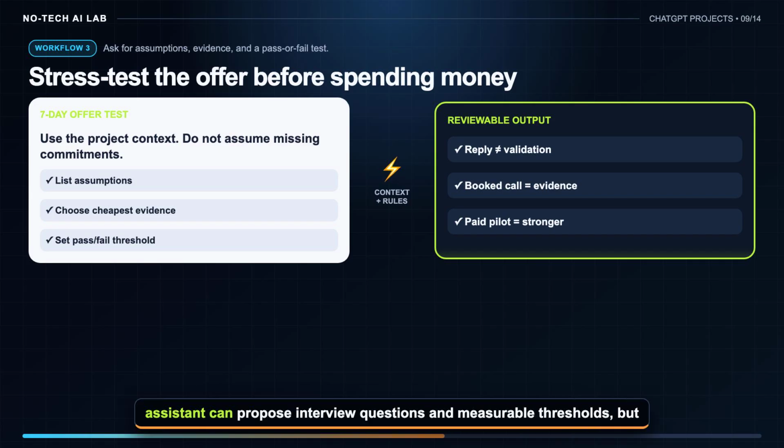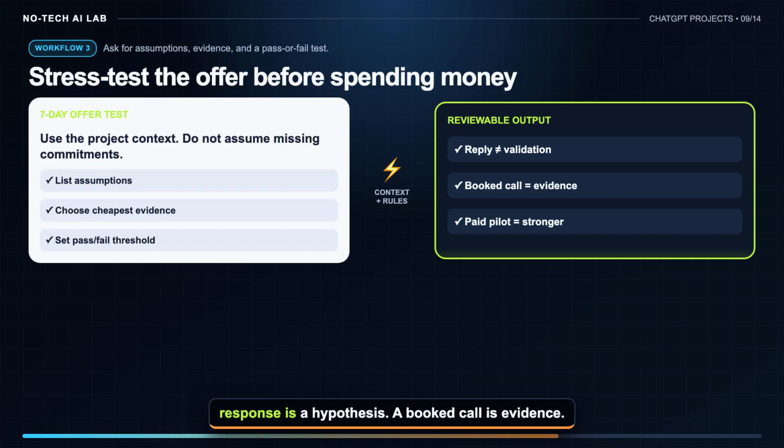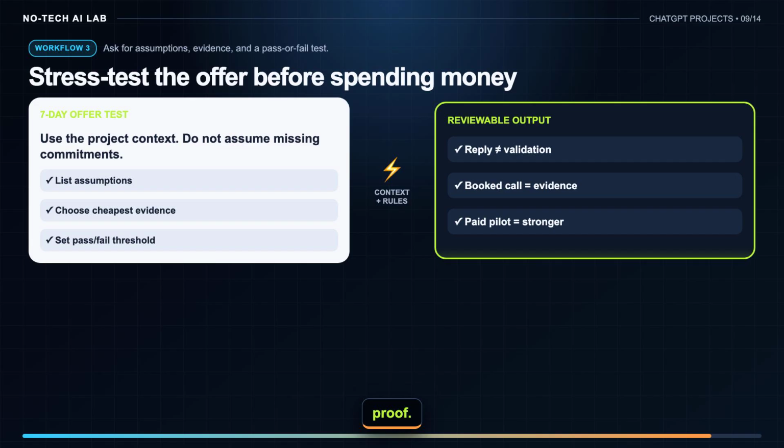The assistant can propose interview questions and measurable thresholds, but it cannot validate demand without real customer behavior. A response is a hypothesis. A booked call is evidence. A paid pilot is stronger evidence. Keep that ladder visible so polished language never gets mistaken for market proof.